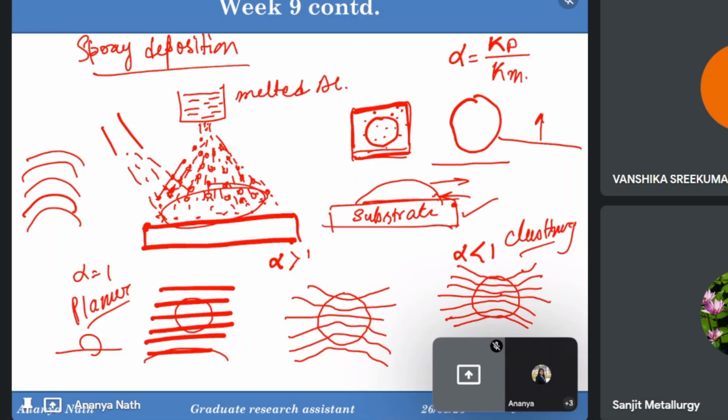Ma'am, there was one sentence: solid liquid interface follows the isotherm of melting point of matrix material. What does that mean? Can you repeat the line again? Solid liquid interface follows the isotherm of melting point of matrix material. Okay, so first of all, you have understood how the distribution of the solid liquid interface is determined by the alpha.